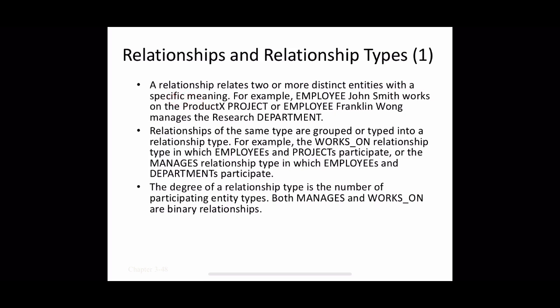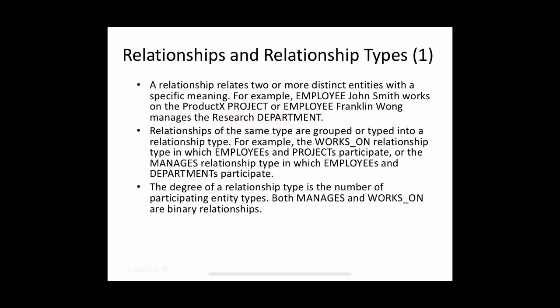Just for example, employee John Smith works on the Product X project. That means works on is the relationship here. An employee is connected with a project entity through the relationship works on. Or another example is employee Franklin Wong manages the Research department. So here also the relationship name is manages. An object or an entity of employee type is connected to another object of department type.